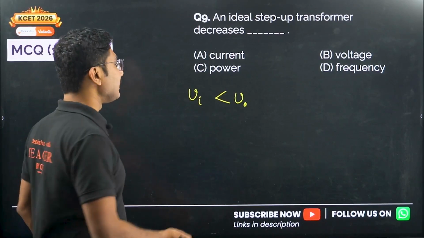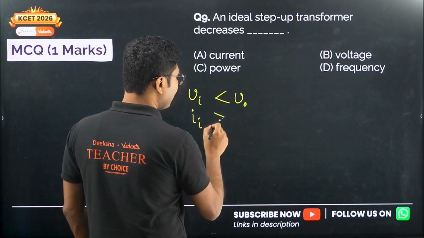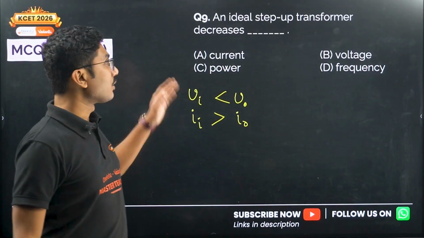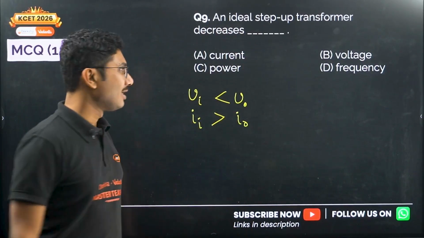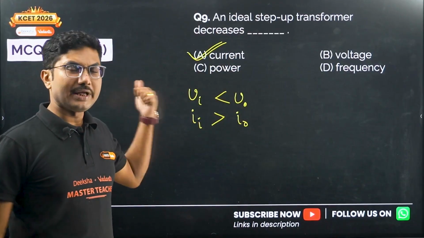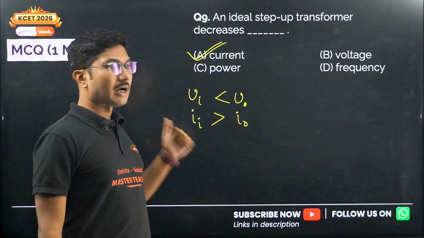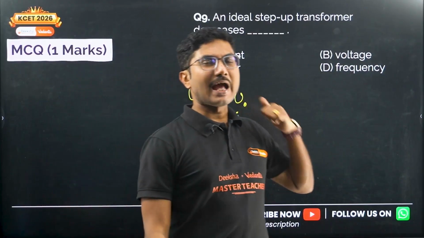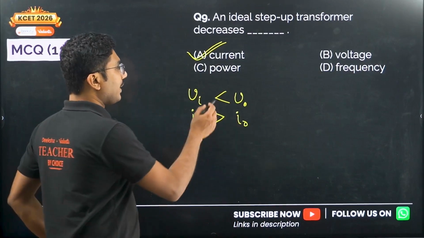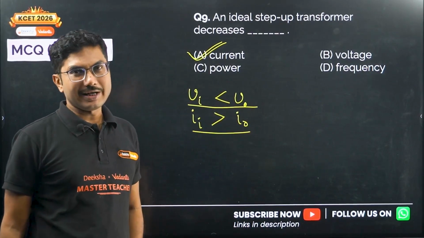What it sacrifices is current. So if II is the input current, then the input current is higher than the output current. So in a step-up transformer, the quantity that decreases is current. Power remains constant. V into I is power. So if you are increasing V, I has to decrease to keep the power constant. So when you are increasing the voltage, current decreases. When you are decreasing the voltage, current increases.